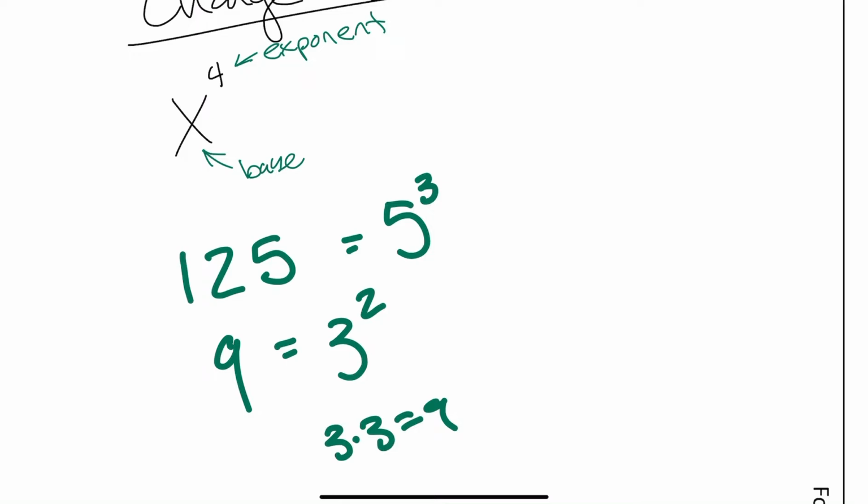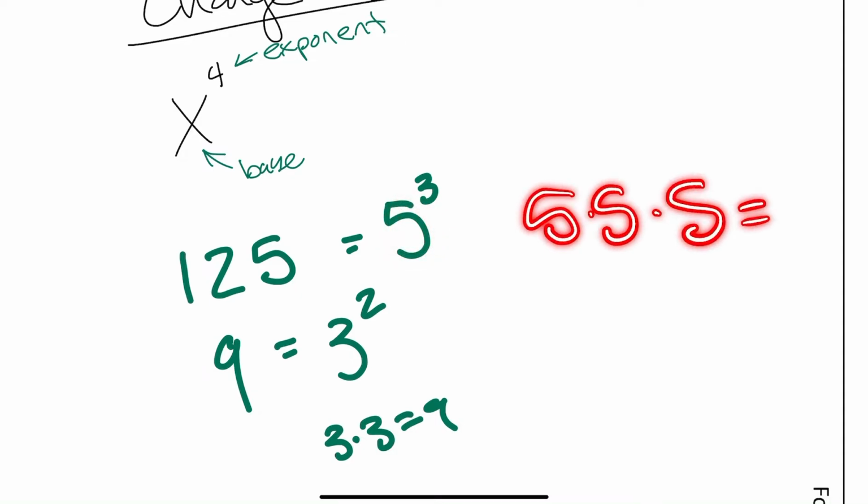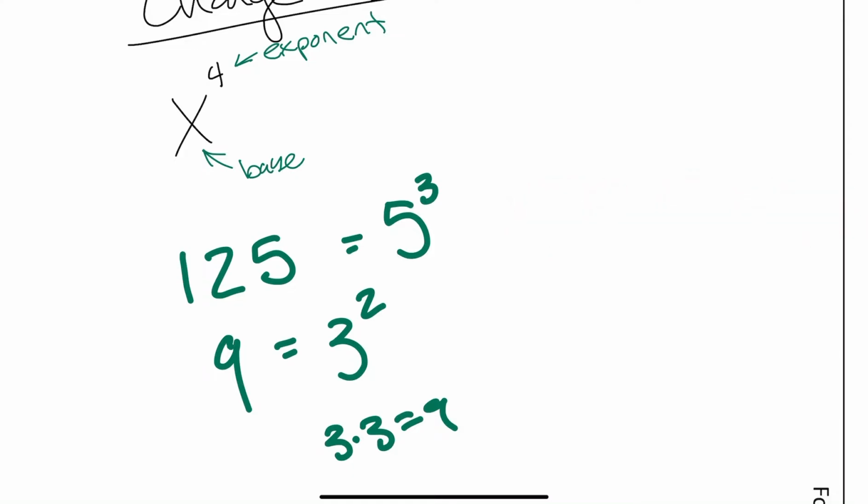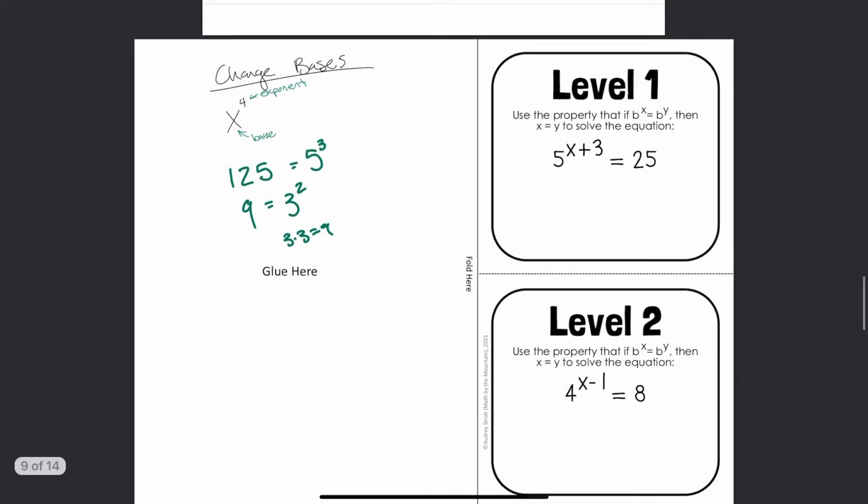Okay? All right. Big thing that I wanted to point out here is that we are not multiplying 5 times 3 to get 125. We are multiplying 5 3 separate times. We're doing 5 times 5 times 5 to get to 125. Okay? Alrighty. So let's get into these notes that we took.